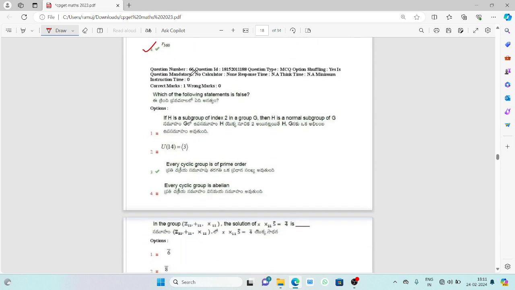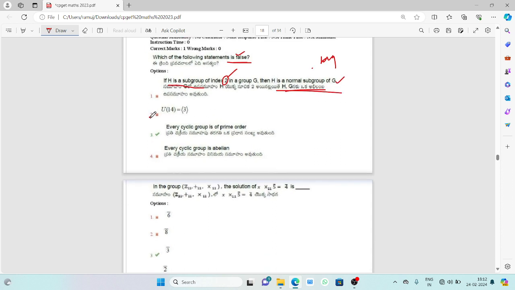So the 66th question is, which one of the statements is false? Make sure whether he is asking for the false or the true one. He is asking for the false statement. We just go through one by one. If H is a subgroup of index 2 in a group G, then H is a normal subgroup of G. Yes. By using Lagrange's theorem, whenever the index, the set of all left cosets, is 2, then we can say that it is a normal subgroup of G. So this is also a direct statement.